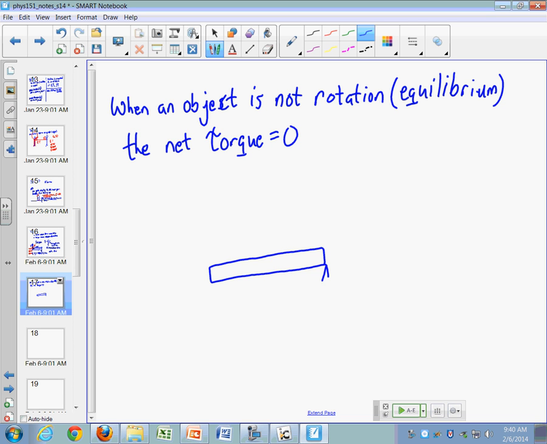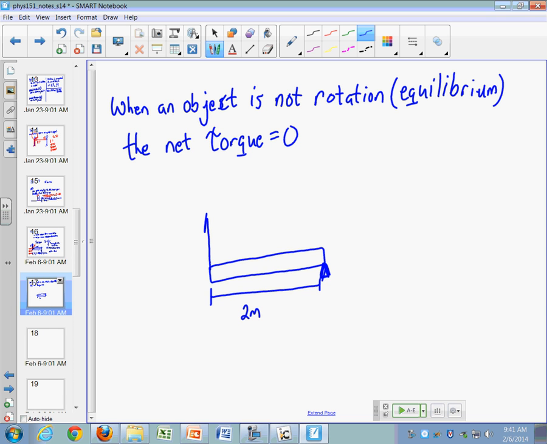If I have this object, let's say that it is 2 meters long, and it is rotating about this point. I usually use this little caret symbol to represent the pivot point, or sometimes in your book they use a triangle to represent the pivot point. I like to think of it as a seesaw, where you pivot at the triangle.